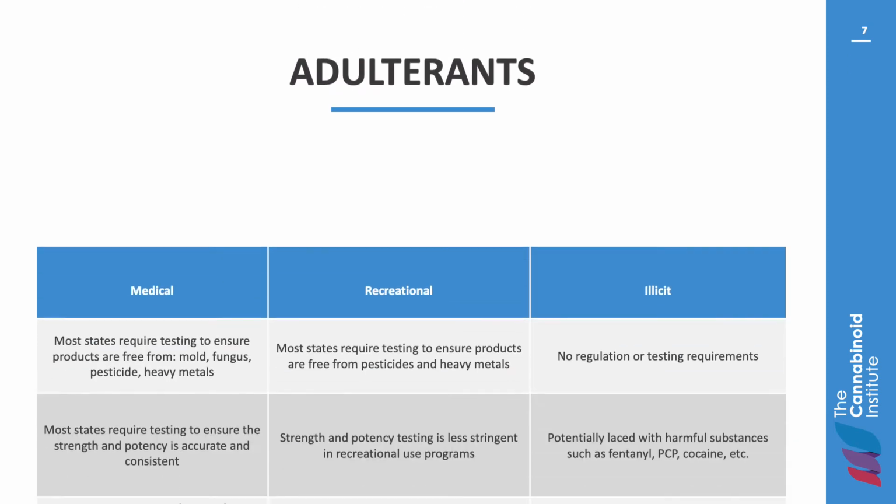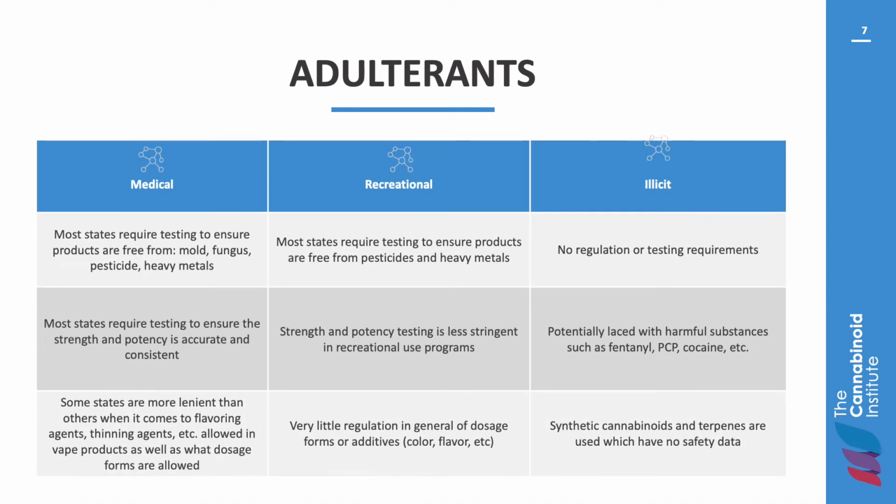When it comes to adulterants, again, medical cannabis programs typically have the strictest regulations and require testing to ensure products are free from mold, fungus, pesticides, and heavy metals. Most states also require testing to ensure the strength and potency is accurate and consistent in medical cannabis products.